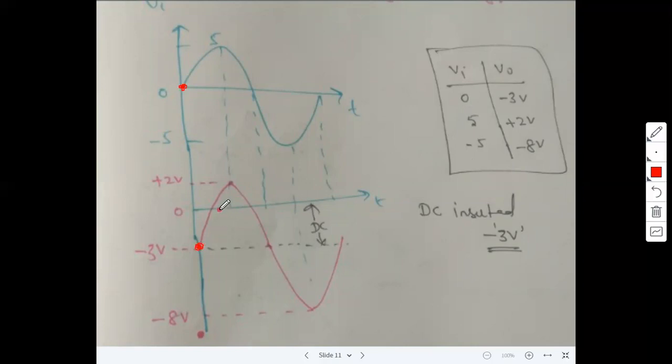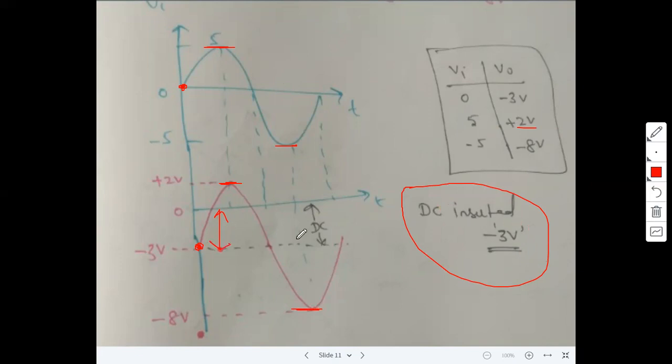So how much DC is inserted here? This much amount of DC is inserted here: minus 3 volts. So the DC inserted in the circuit is minus 3 volts. Remember this one. Second, when Vi is equal to Vm, plus 5 volts, what is the output here? Only 2 volts. Now when Vi is equal to minus 5 volts, what is the output? The output is equal to minus 8 volts only.